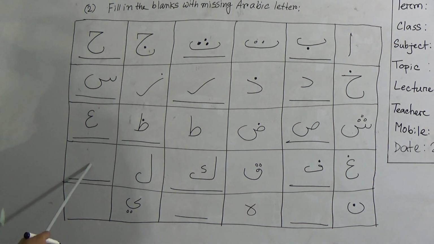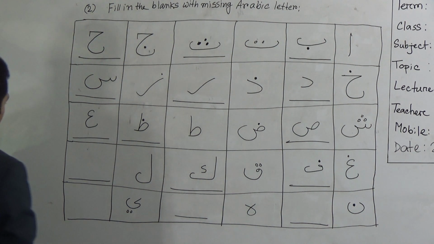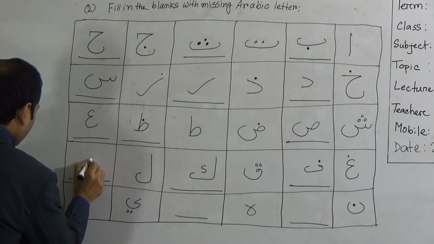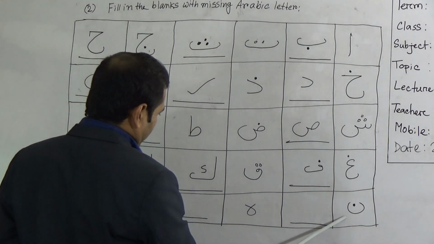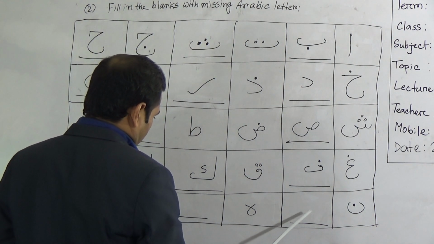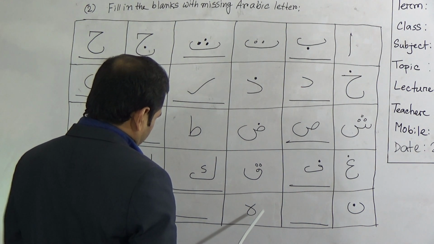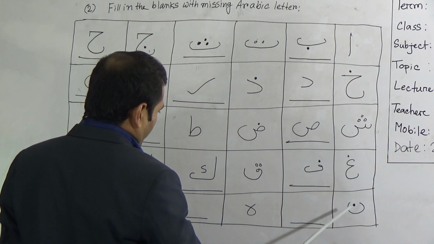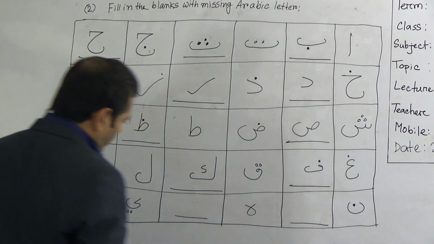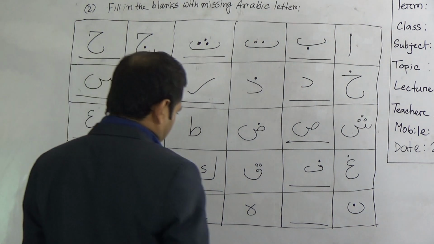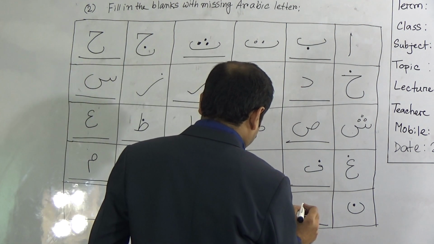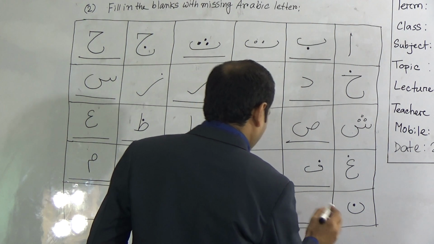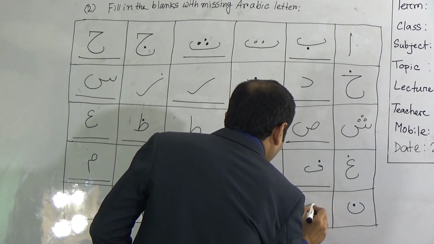Now lam dash. After lam, which letter comes? Mim. Mim will come after lam. So here we will write mim. Now noon is given and dash, and the next letter is ha. Between noon and ha, which letter comes? The answer will be waw. Waw comes between noon and ha. So we will write here waw.